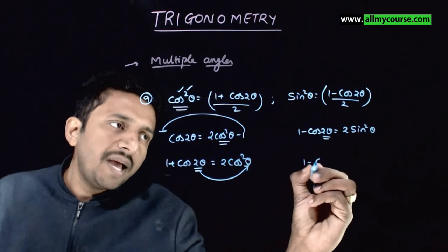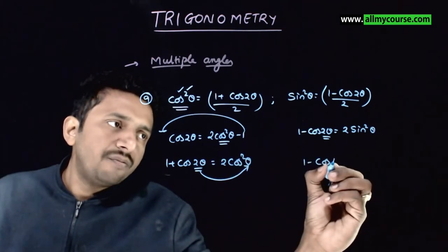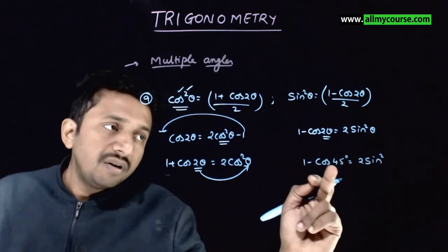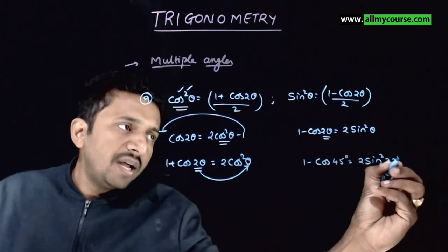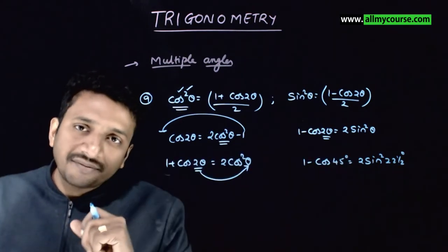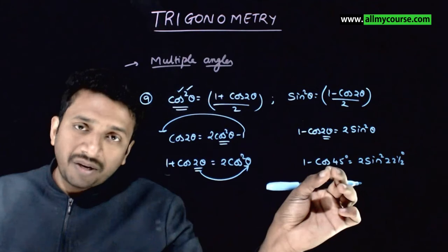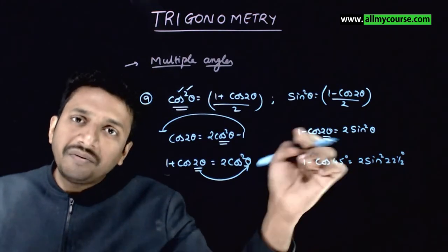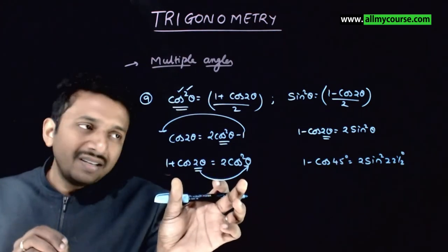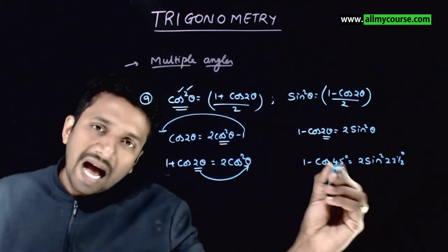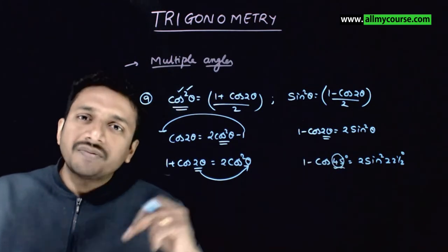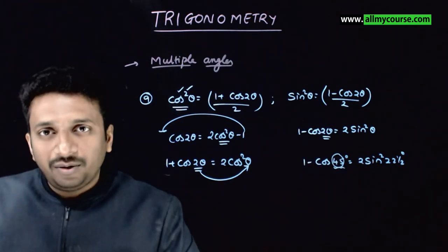For example, 1 minus cos of 45 degrees will be equal to 2 sine square of 45 by 2, that is 22.5 degrees. So from this formula, you can find sine 22.5 from cos 45. So 1 minus cos 45 by 2, if you take the square root, you get sine of 22.5. These formulas can be used to find the trigonometric ratios of half of any required angle. If you know the trigonometric ratio of theta, you can always find the trigonometric ratio corresponding to theta by 2 using these formulas.